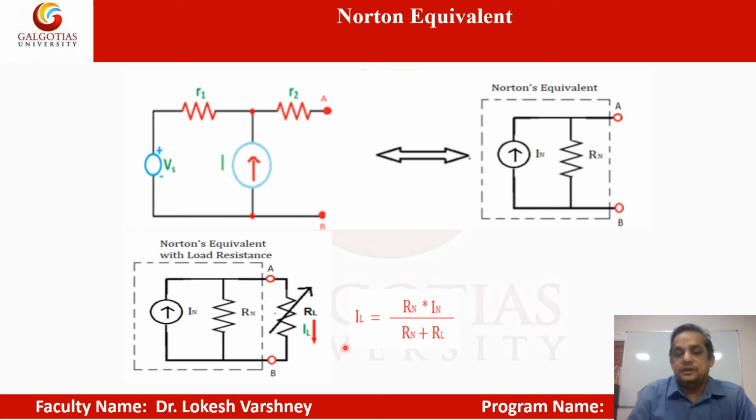Now if they want you to calculate the value of IL, then you simply apply the current division rule. IL is equal to RN into IN, total current, upon total resistance RN plus RL.